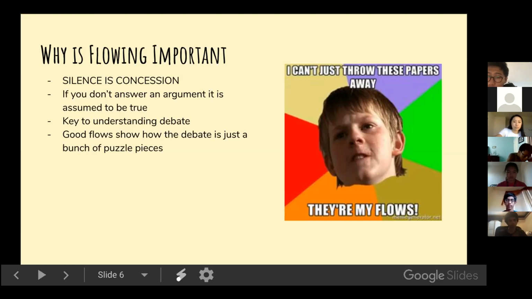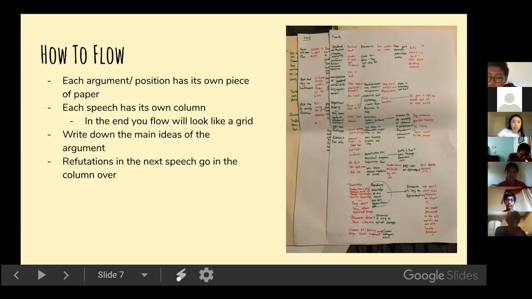Okay, so how to flow. Each argument slash position has its own page. So I have a fake flow here. This is one argument. Usually it has some sort of name. It can be called a disadvantage, or it's the counterplan, or it's the econ argument, or it's whatever sheet that you have decided to put, name you have decided to name the argument.